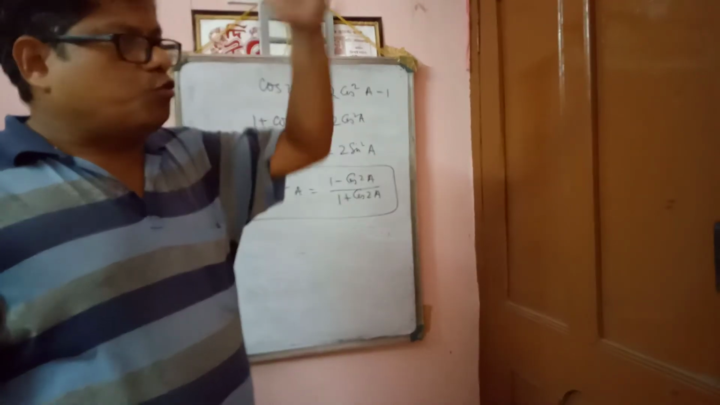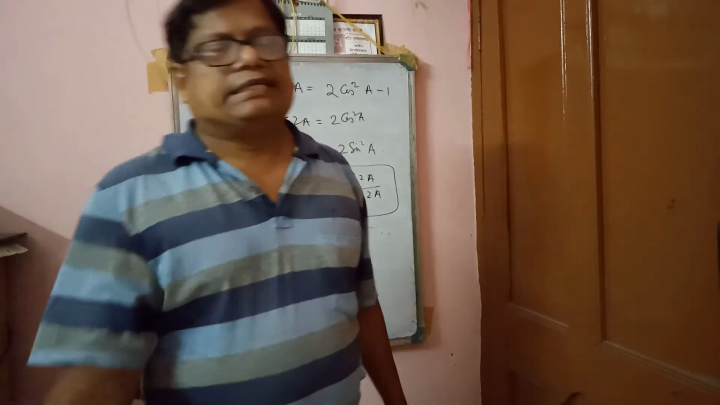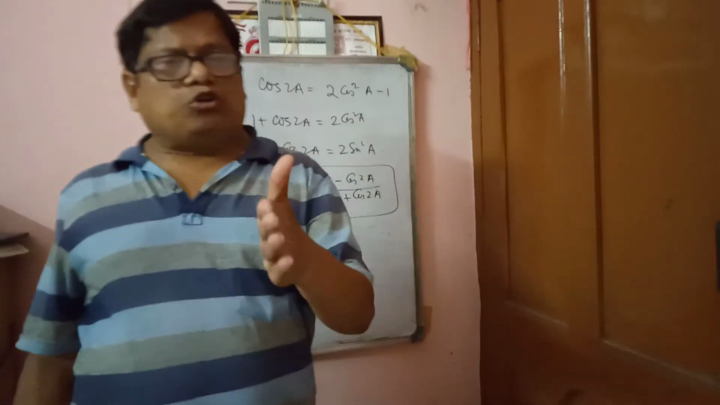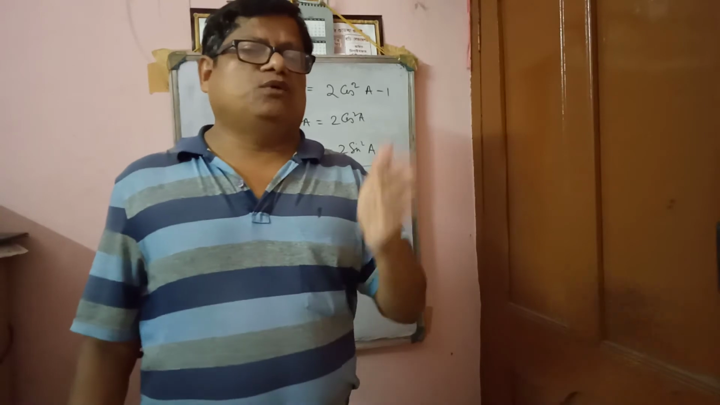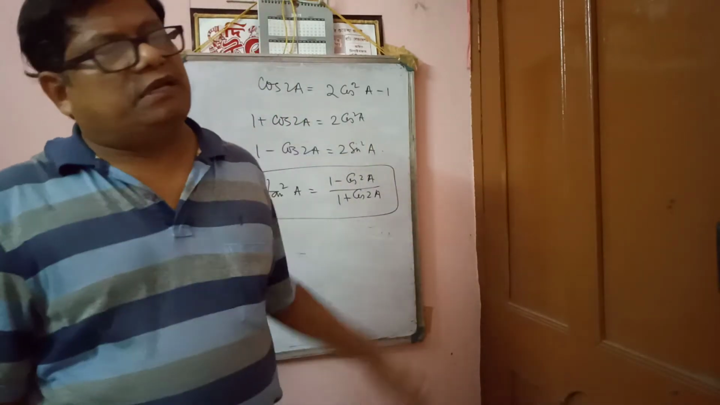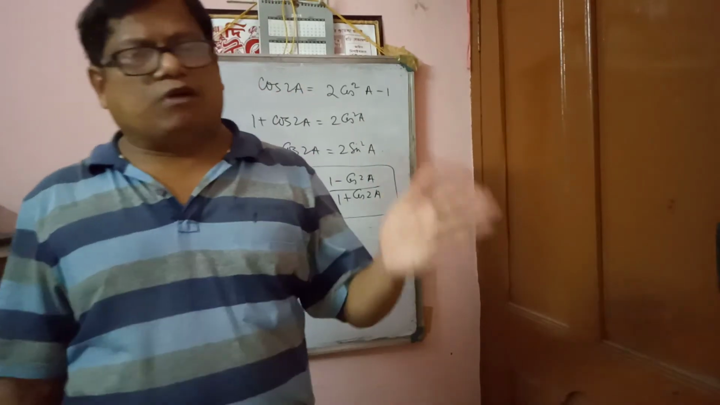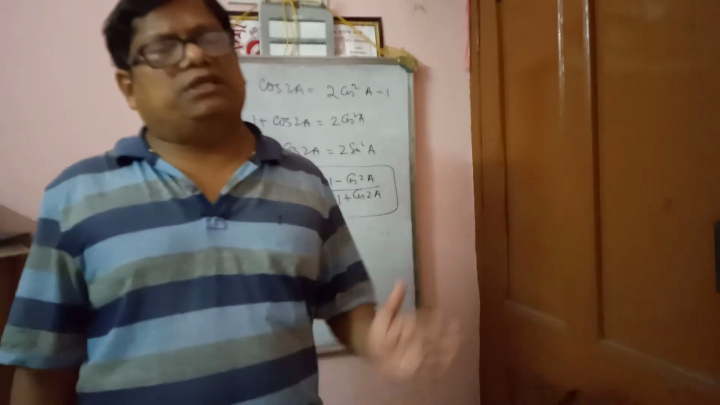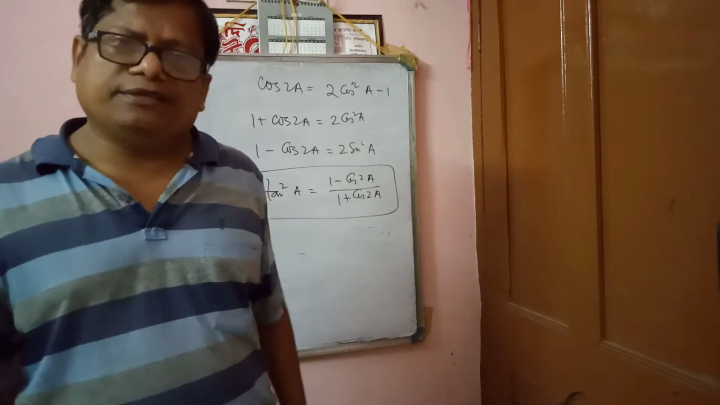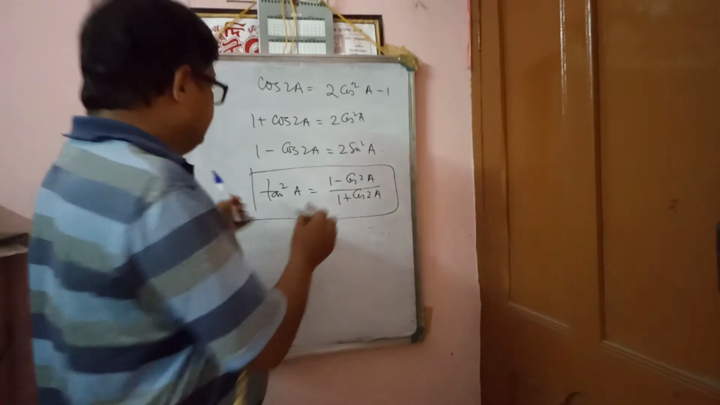Okay? For cos 2a, first we get cos square a minus sin square a. Second, in terms of cos, 2 cos square a minus 1. In terms of sin, 1 minus 2 sin square a, and cos 2a in terms of tan will be 1 minus tan square a by 1 plus tan square a. And again, 1 minus cos 2a is 2 sin square a, and 1 plus cos 2a is 2 cos square a.